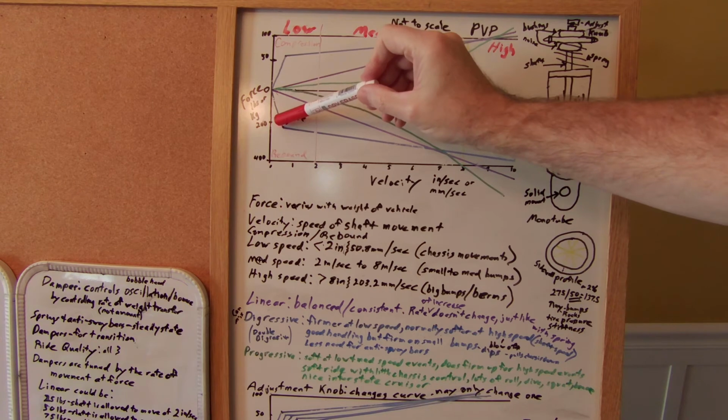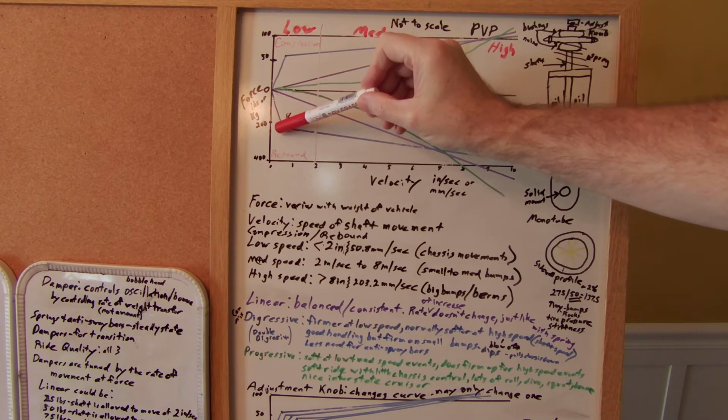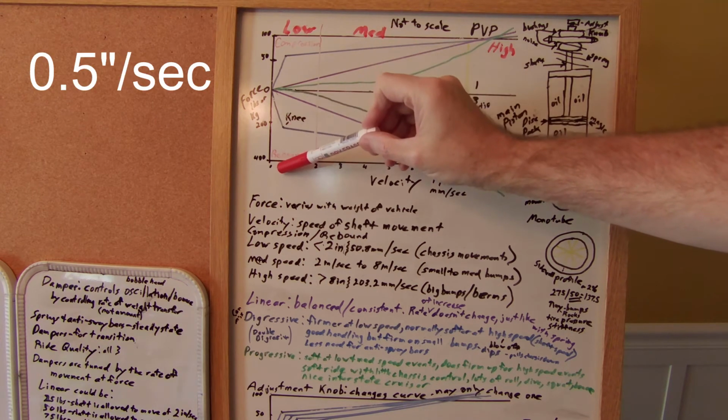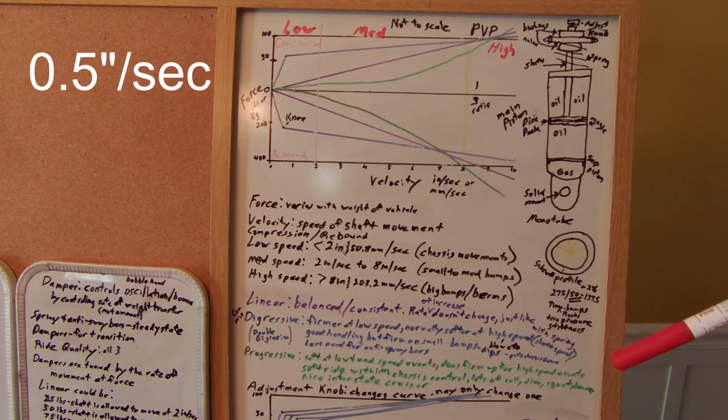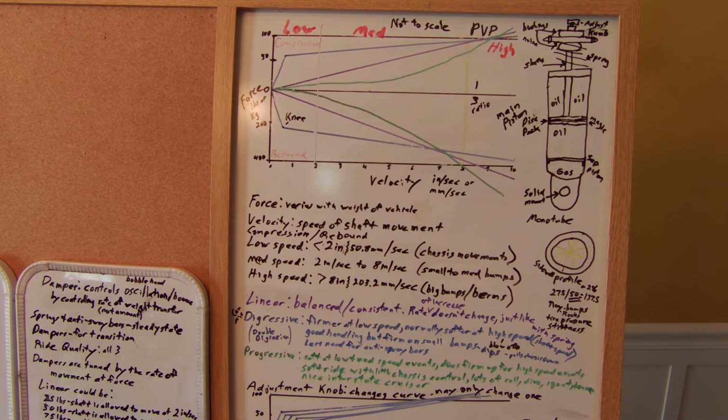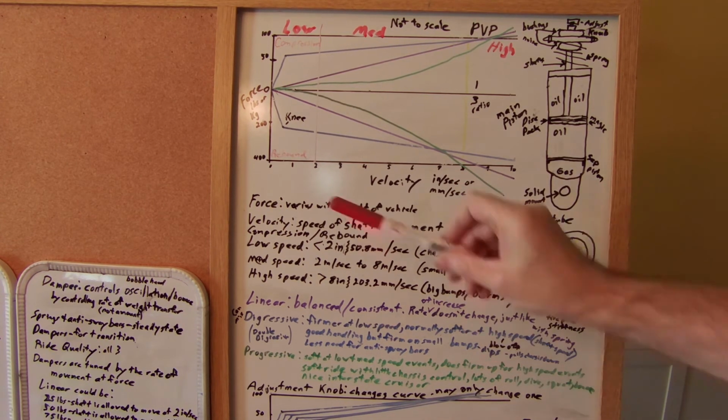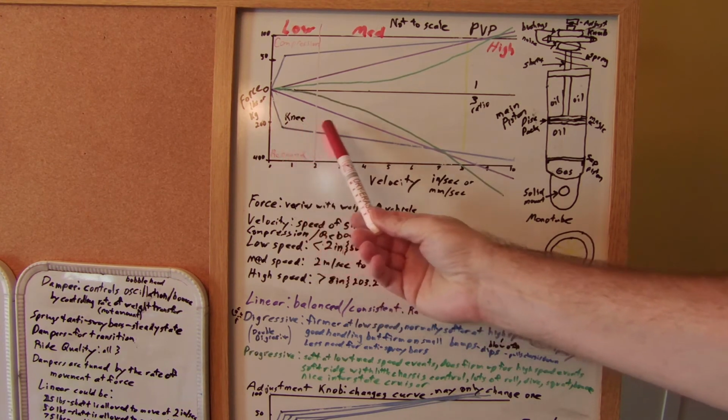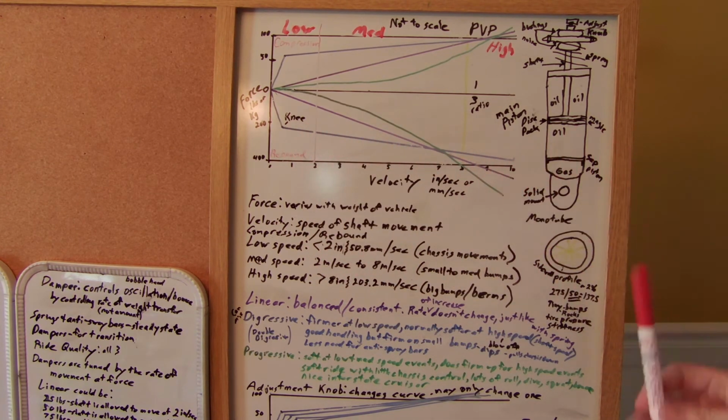And so at 200 pounds, you're looking at, I'm just going to say 0.1 inch per second, which is very little movement in that shaft at speed. But then it levels off. What does that give you?